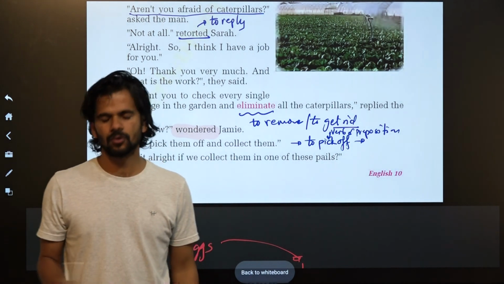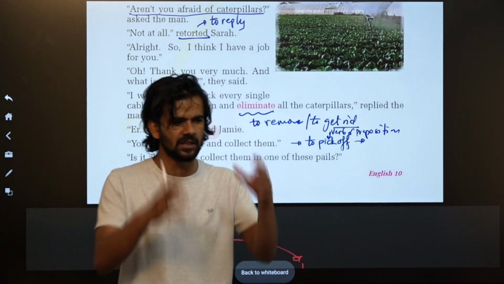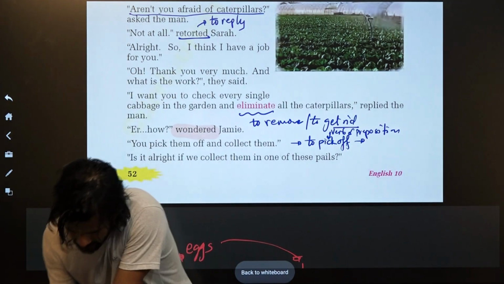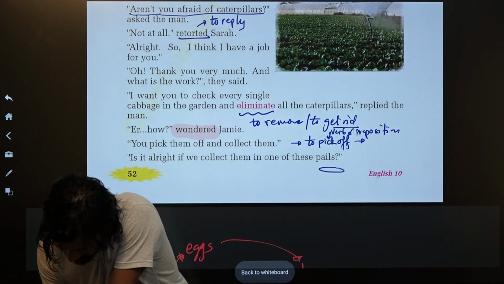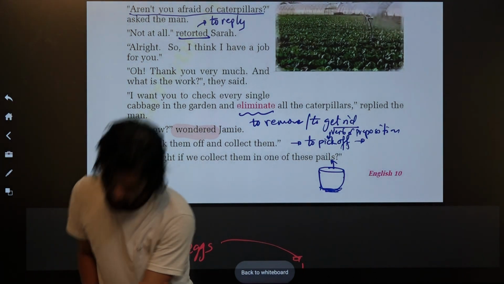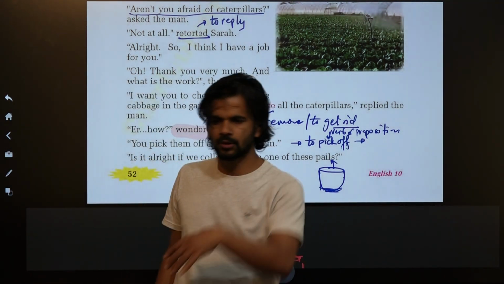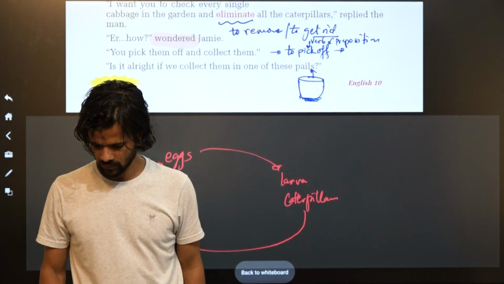So you collect them. Is it alright if we collect them in one of these pails? Pail is a cylindrical vessel. Pail is something like this. It's a pail. A cylindrical vessel. So, okay, we'll collect them. Can we put them in the pail? Asks Jamie, I guess.